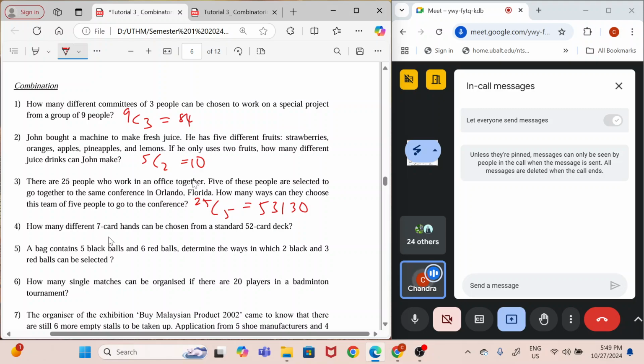How many different 7-card hands can be chosen from the standard deck? So you have 52 cards, playing cards. You have to choose 7 cards. How many ways? 52C7.